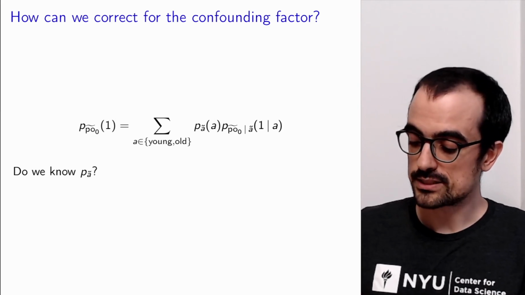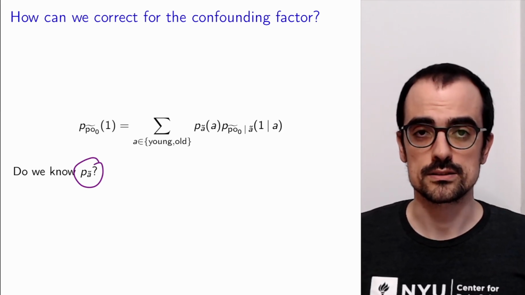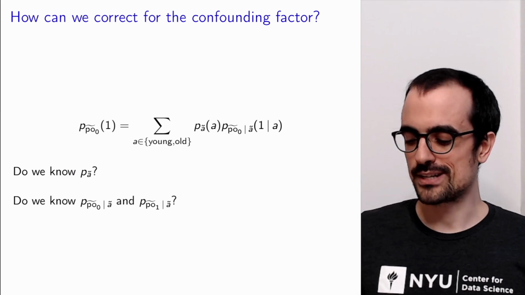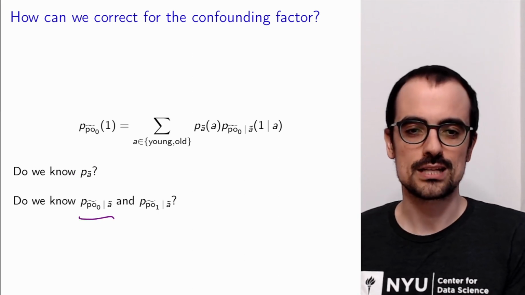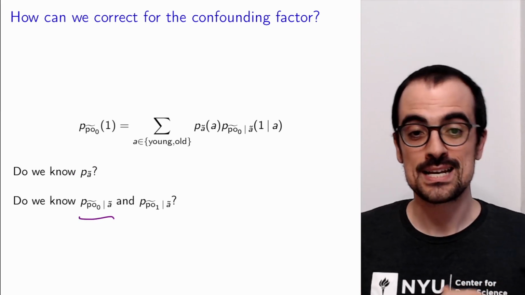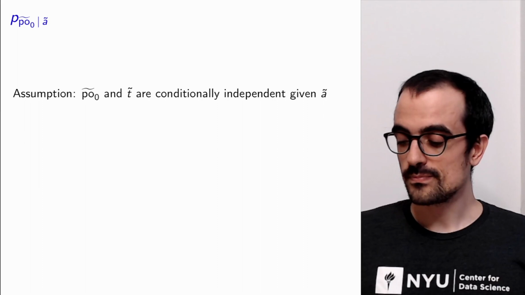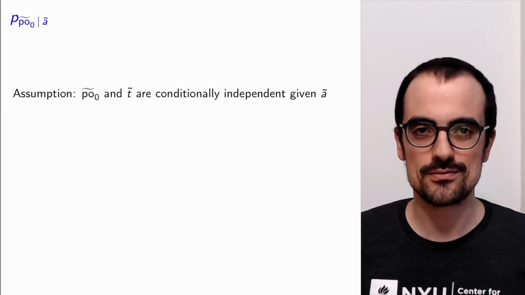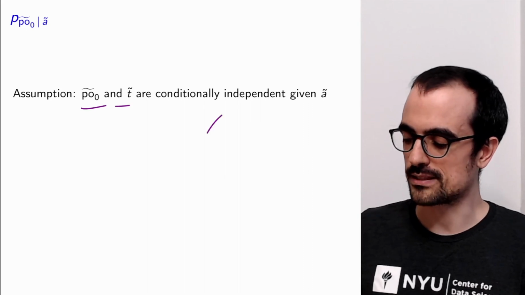P of A, this is just the probability that a patient is old or young. We know this, it's 50%. The more interesting question is, do we know the conditional potential outcomes given age? And in fact, we do, but under an assumption. This is the assumption that we made before, where we said that the potential outcomes and the treatment are conditionally independent given A.